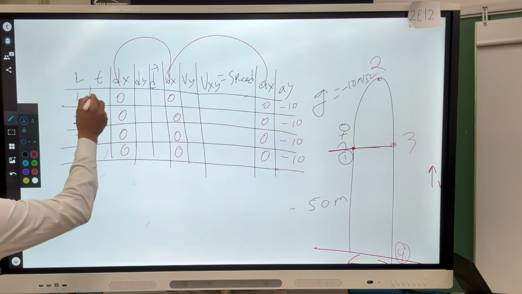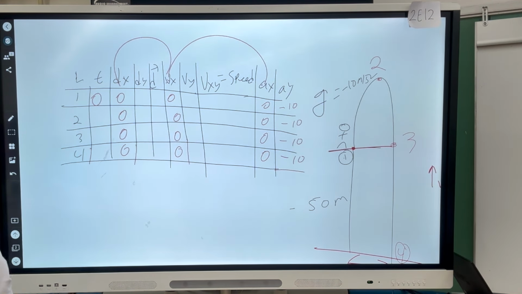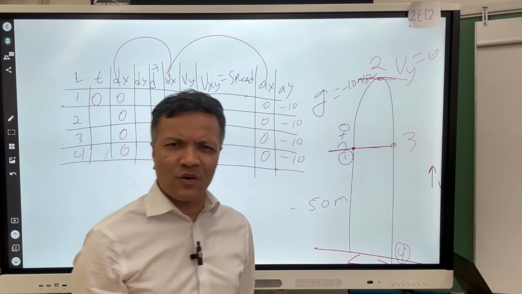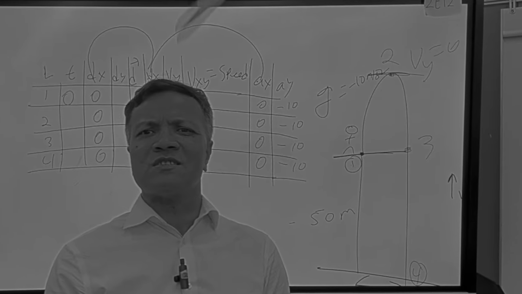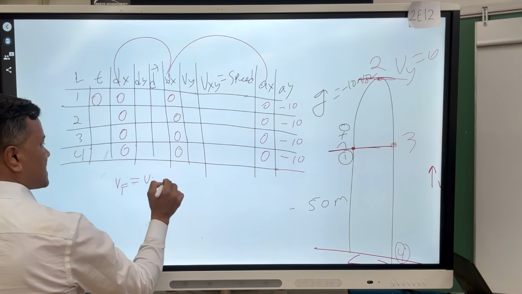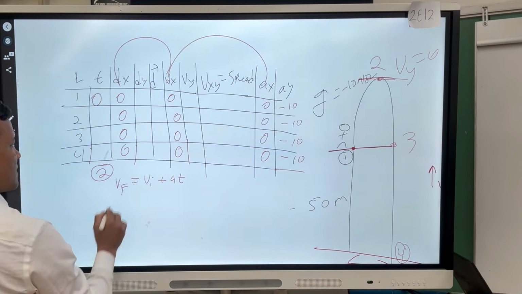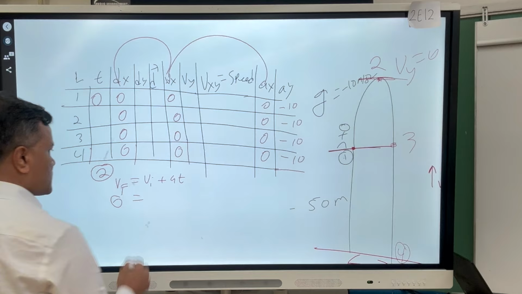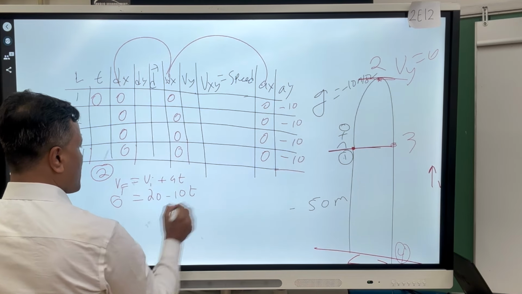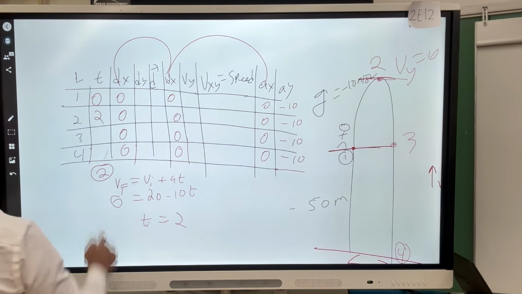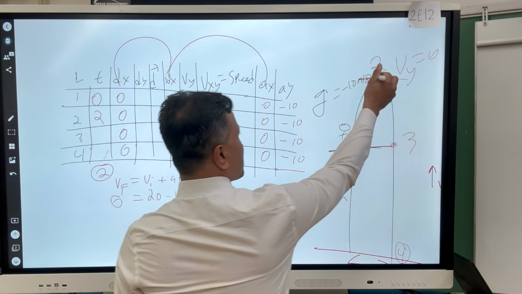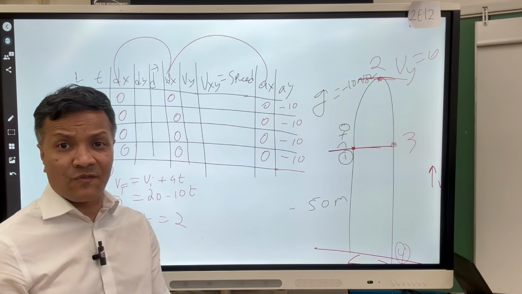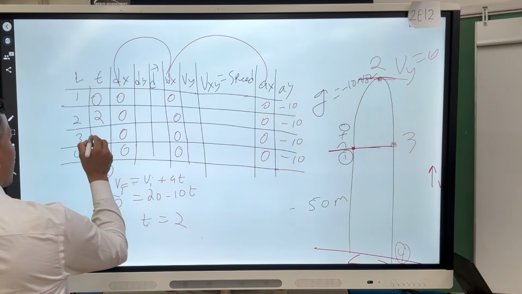This is 0. At location 1, t is 0. At location 2, this is location 2. Velocity in the y direction is 0. How do you know? Because the object is changing direction. At location 2, vf is equal to vi plus at, and vf is 0. It changes direction. Maximum height, location, always 0. So 0 is 20 minus 10t. So t is 2. So this is 2. If from here to here is 2, here to here is also 2. Why is that? Because this is a parabola. This is the vertex. So you're going to write 4.